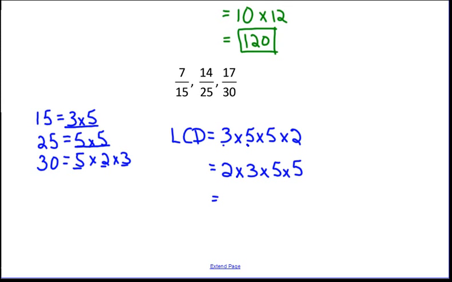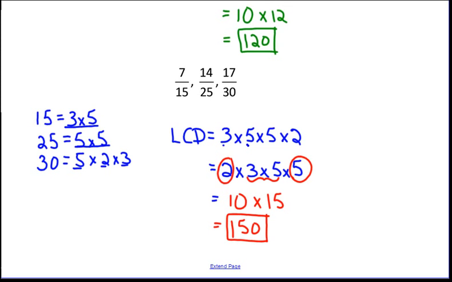That is the prime factorization of our least common denominator, and at this point all I need to do is multiply the numbers together. Again, I'm looking for easy, so I see that 2 times 5 happens to be 10, 3 times 5 is 15, and multiplying those together I get 150. So 150 is the smallest denominator that you could use for these three fractions.